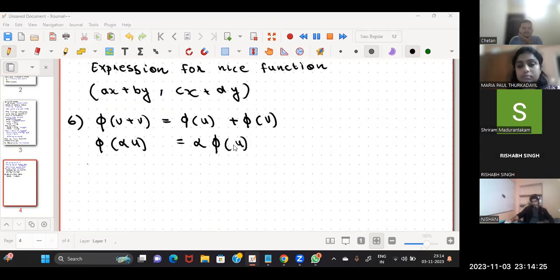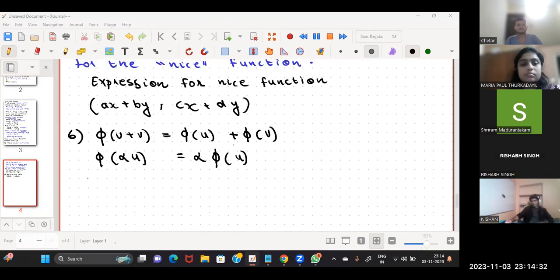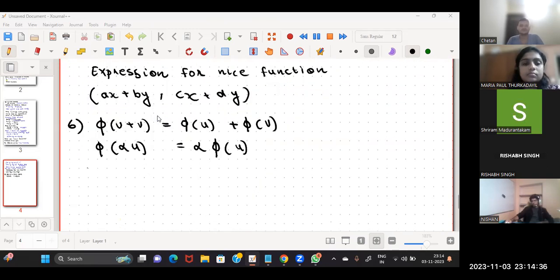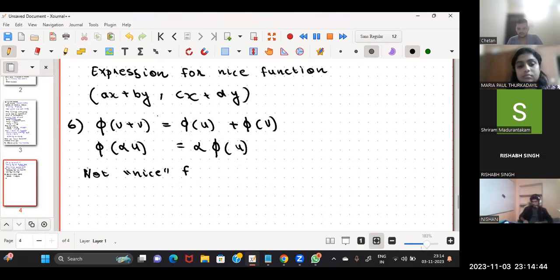Let's take one example for the not so nice functions. We wrote a couple of them. Maria, can you take one not so nice function? Let's take one example of a not so nice function. Then we'll see afterwards if nice functions satisfy or not. So we only need to check these two conditions, right? We'll be checking these conditions.